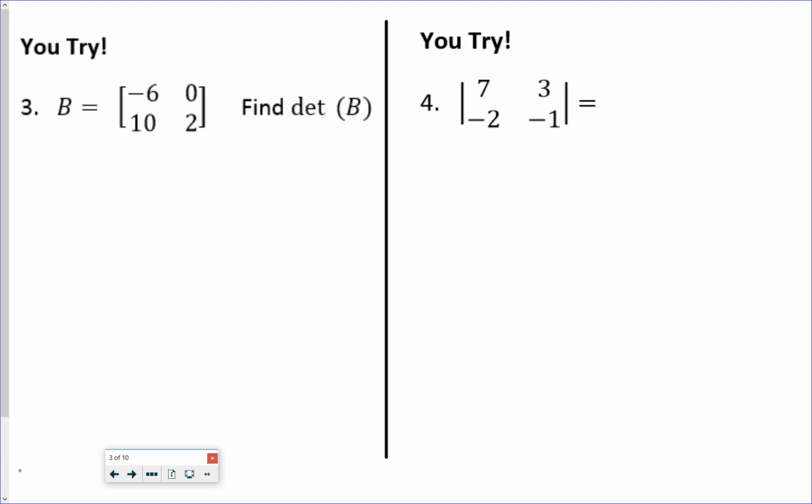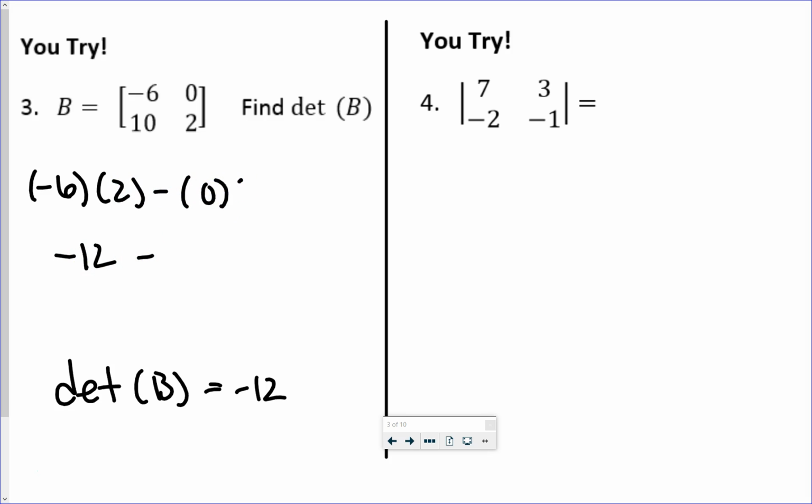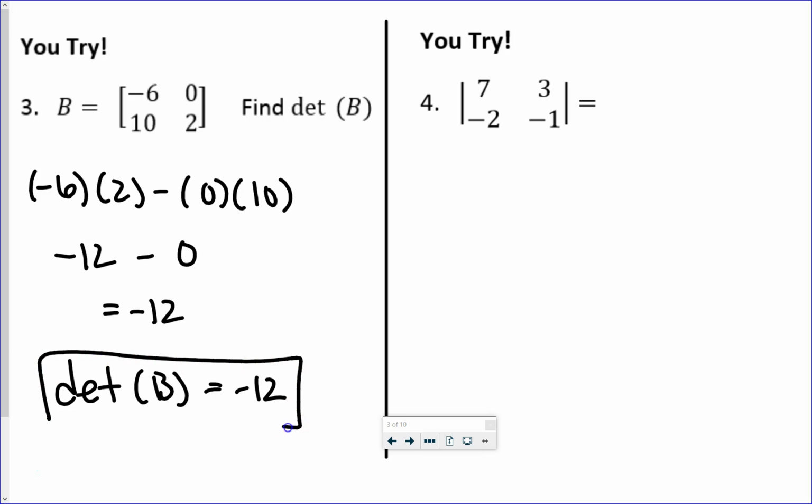All right, what do we get for number 3? Negative 12. The determinant of B, you said was negative 12? How did we get that? Negative 6 times 2, good. Minus 0 times 10, which is just 0. So that does give me negative 12. So our determinant here is negative 12.